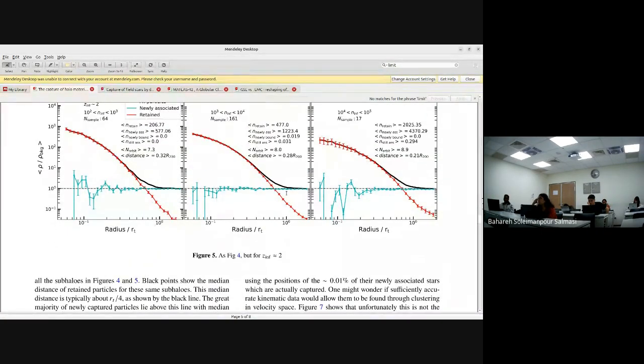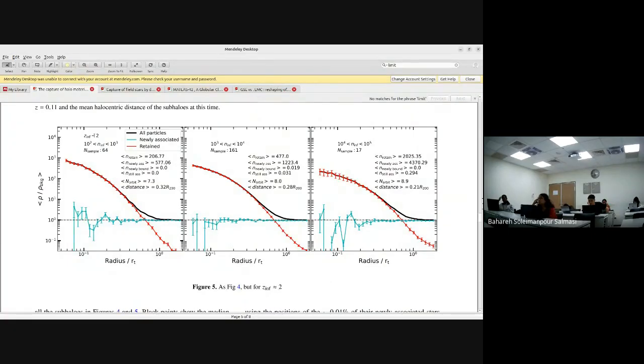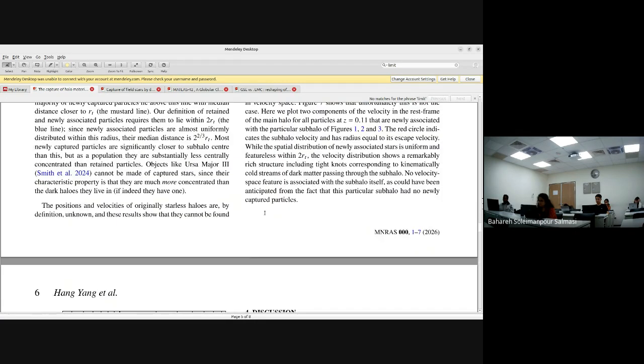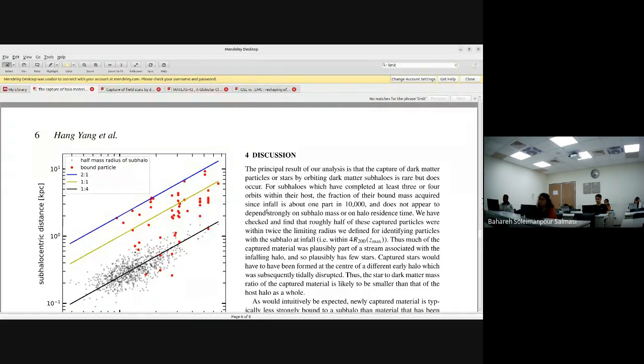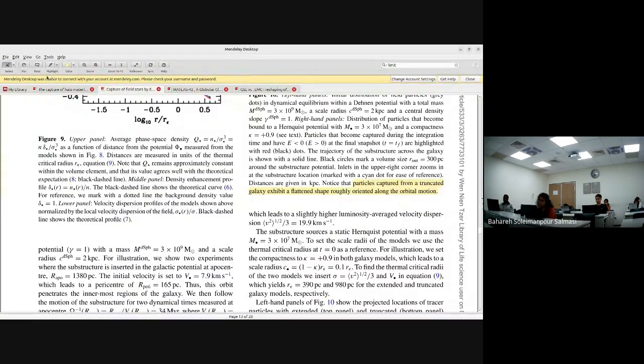And figure 5 shows what happens if they integrate for a longer time. The infall redshift is from 1 to 2, so you have longer time for it to capture. The newly associated is still at the background density. That means things go into the tidal radius of this subhalo as quickly as they go out. Oh no, not this paper.